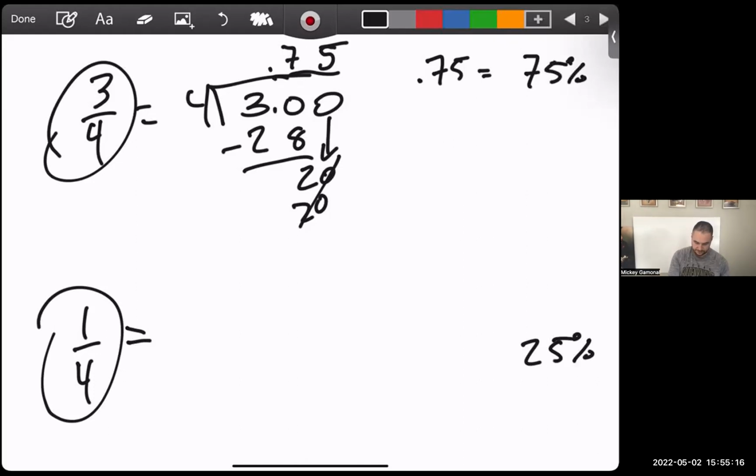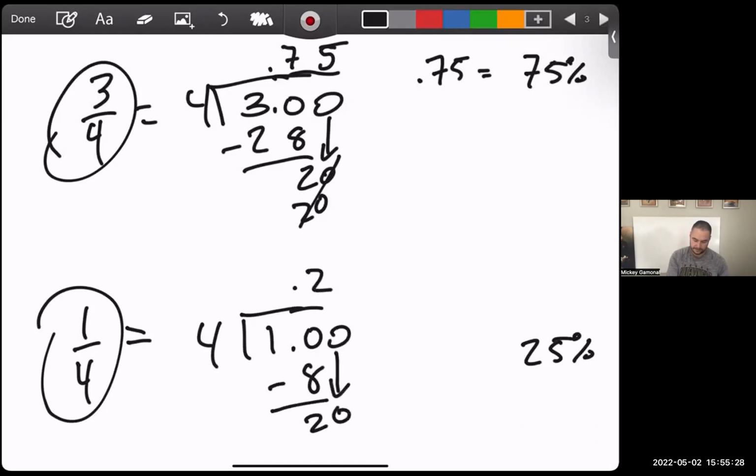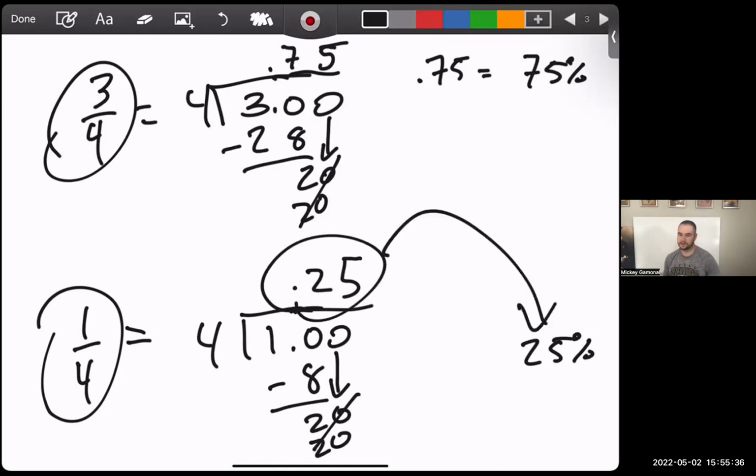Top dog gets the house, so the 1's inside, the 4's outside. How many times does 4 go into 1? It won't. How many times does 4 go into 10? It will. Goes in 2 times. We subtract and get 2. Bring down another 0. How many times does 4 go into 20? That's 5. 4 times 5 is 20. And we get that 25%. What do you know? Exactly what we wanted to see.